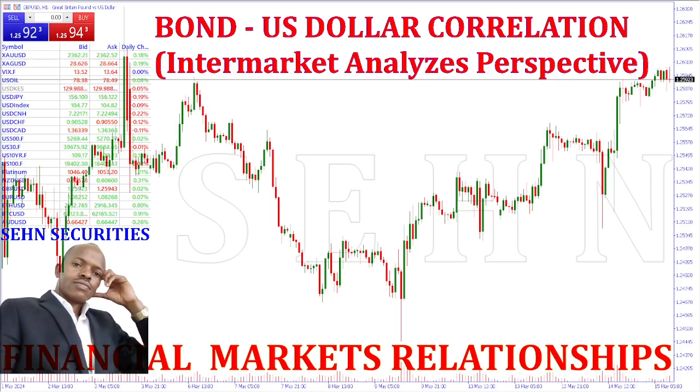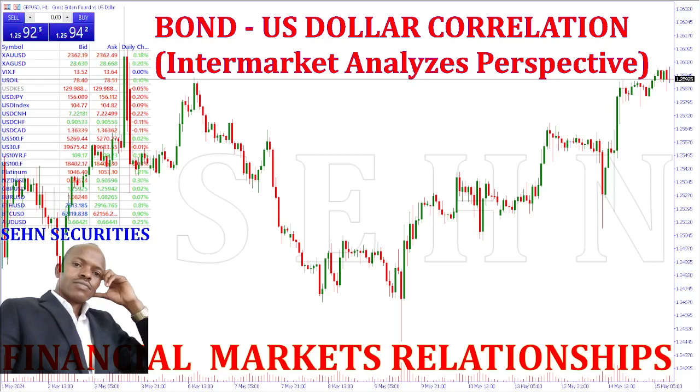This relationship is crucial for Forex traders who can use these correlations to enhance their trading strategies as well as their profitability. Bonds, particularly the US Treasury bonds, play a significant role in shaping the value of the US dollar or the value of the US currency.